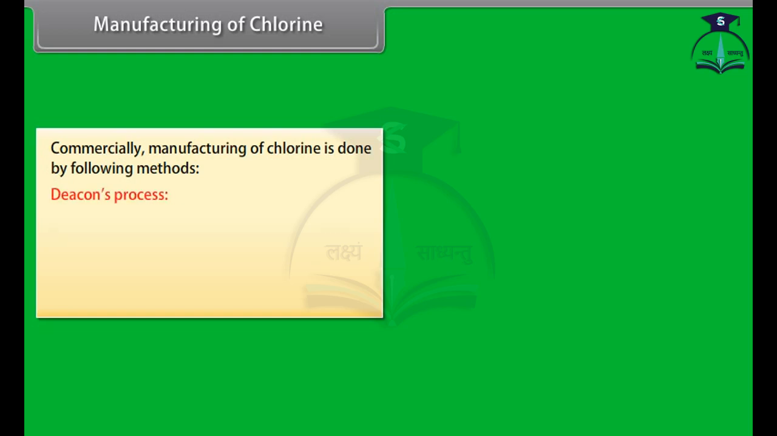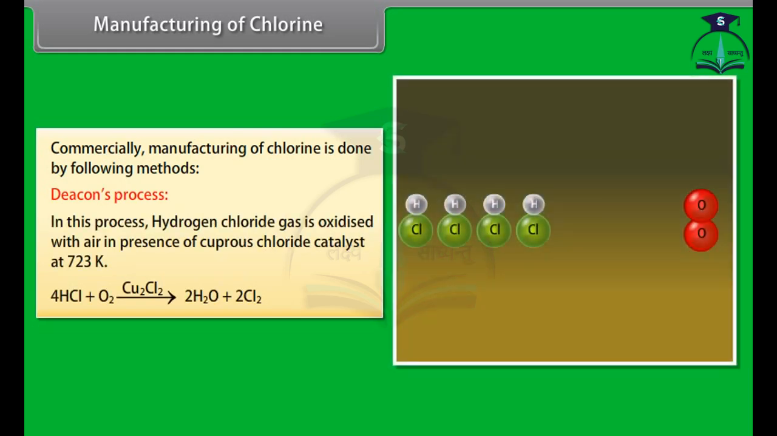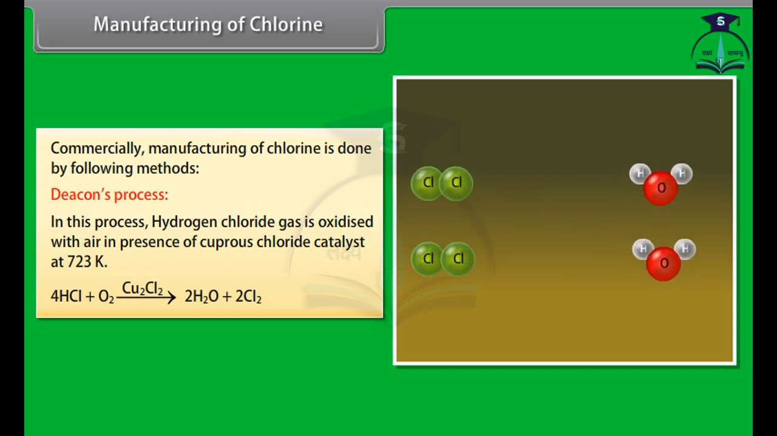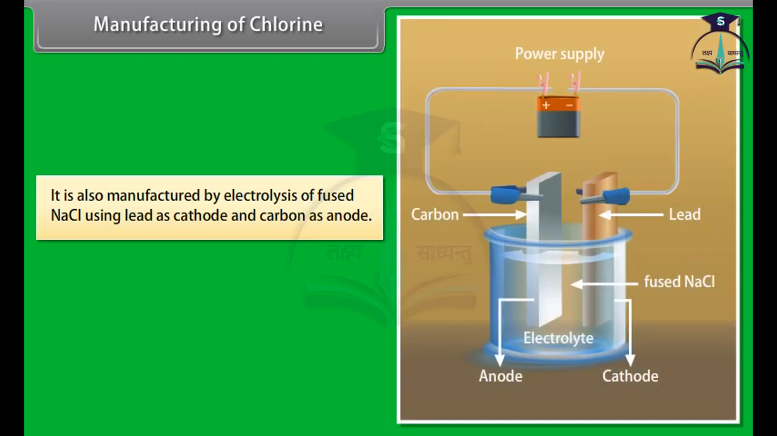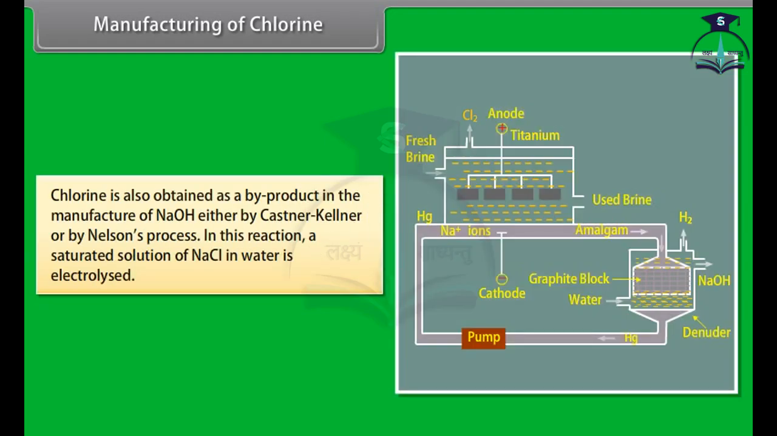Deacon's process. In this process, hydrogen chloride gas is oxidized with air in the presence of cuprous chloride catalyst at 723 Kelvin. It is also manufactured by electrolysis of fused NaCl using lead as cathode and carbon as anode. Chlorine is also obtained as a byproduct in the manufacture of NaOH either by Castner-Kellner or by Nelson's process. In this reaction, a saturated solution of NaCl in water is electrolyzed.